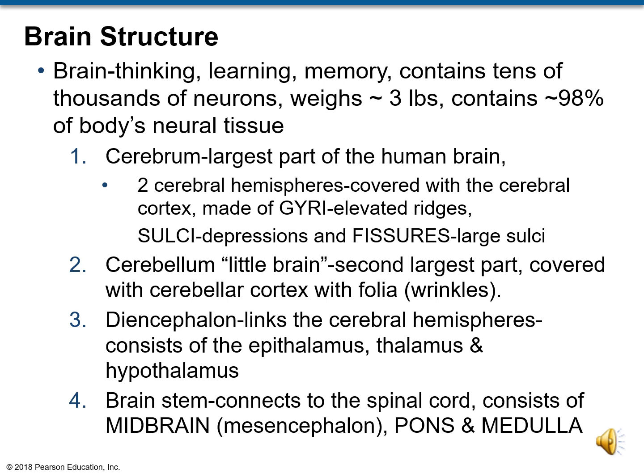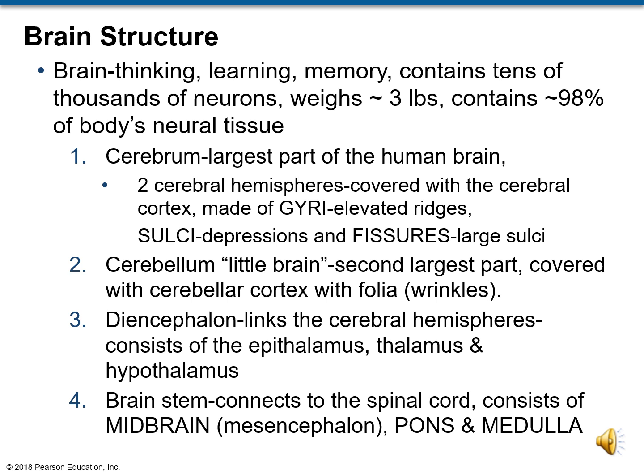It is composed of 2 cerebral hemispheres, and these are covered with the cerebral cortex, which is going to be gray matter. That is the outer surface of the brain. This is made up of gyri and sulci. The gyri are the elevated regions, and then the sulci are depressions. And this is going to increase the surface area of the cortex. You'll also find in the cortex some fissures, which are very large sulci.